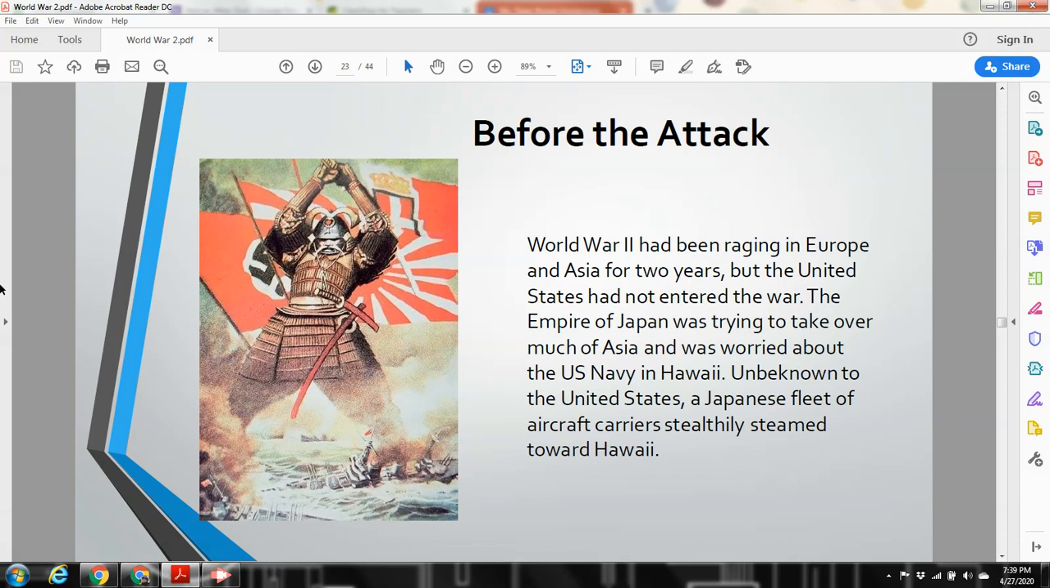Before the attack, World War II had been raging in Europe and Asia for 2 years. Now why was it raging in Asia? It was raging in Asia because it was part of the German and Italian group, but also you had what was known as the Pacific Theater, and that's where you had the Asian fighting coming in. The United States had not entered the war yet. So from 1939 to the end of 1941, the United States stayed out of the war.